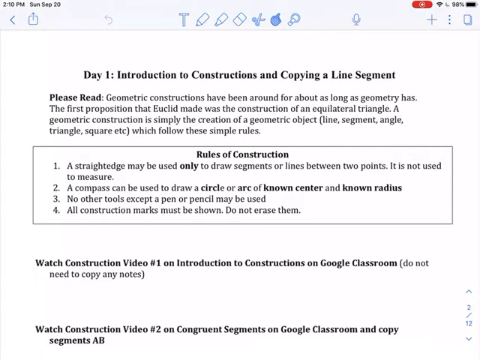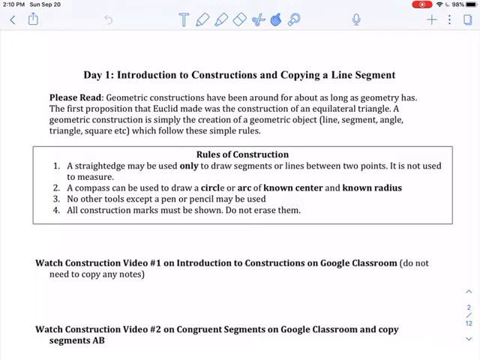So I'm just going to read the top here. Geometric constructions have been around for about as long as geometry has. The first proposition that Euclid made was the construction of an equilateral triangle, and that's what we're going to do today. A geometric construction is simply the creation of a geometric object. That could be a line, a segment, an angle, a triangle, a square, and we're going to learn all of these. Here are the rules for constructions.